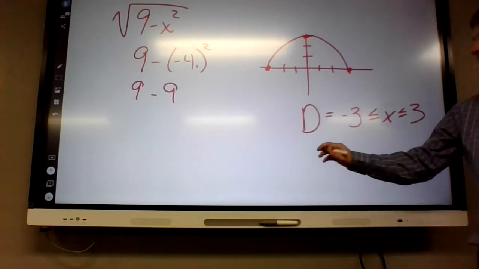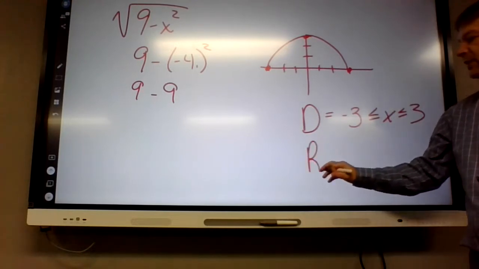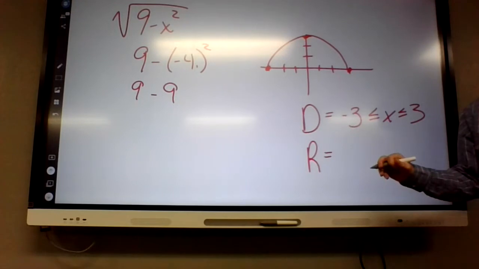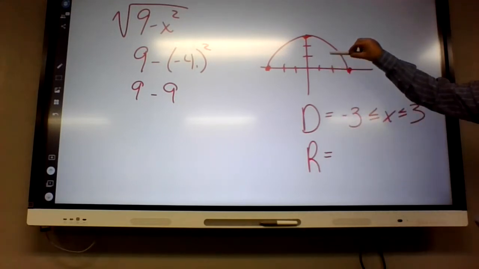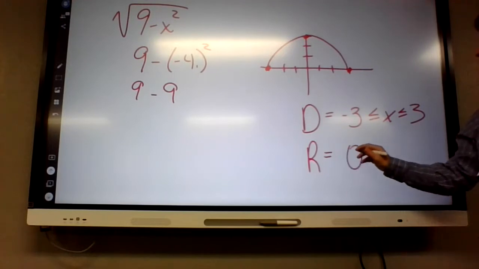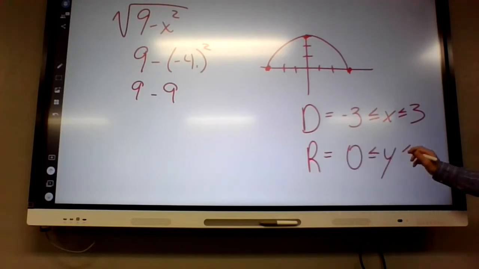Okay, what is the range of the graph? What are the y values? What's the lowest y value on the graph? 0. What's the highest y value? 3. So the y values run between 0 and 3 inclusive.